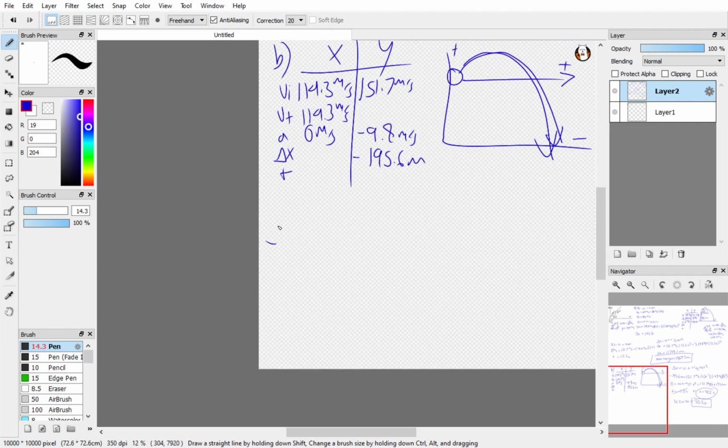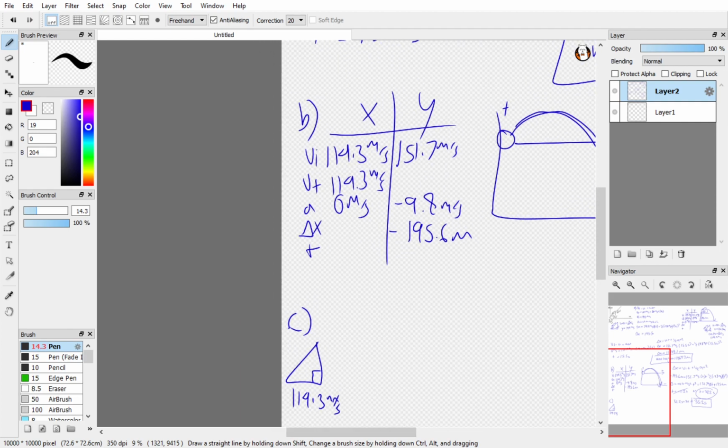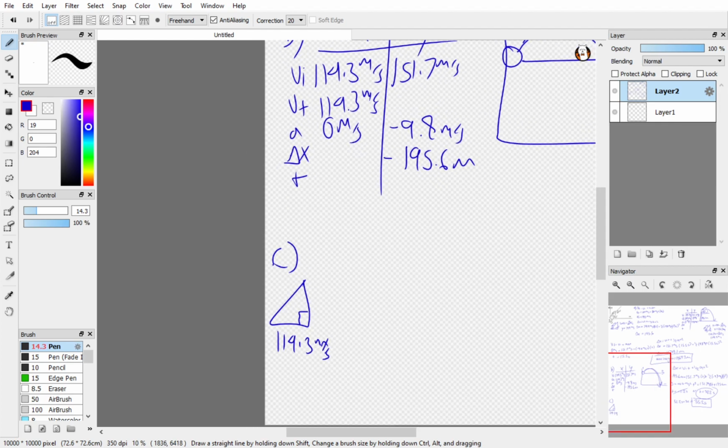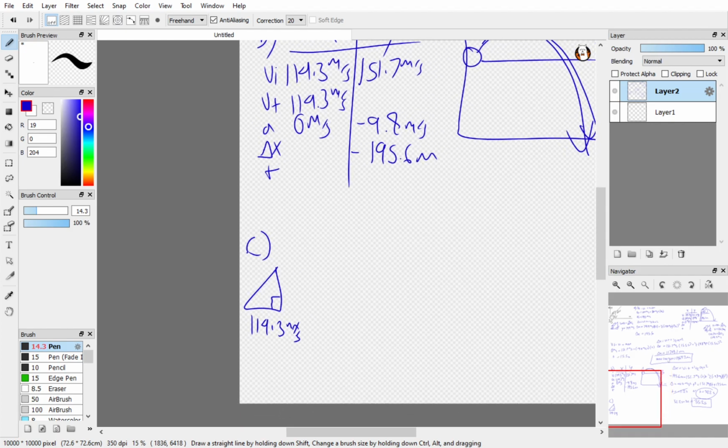And now for C, it's quite simple. All we have to do is go back to our initial triangle where we had the 114.3 meters per second. Right now we're solving for the entire horizontal range, so we have to consider the first and second part. However, because in the horizontal direction it stays consistent at 114.3 meters per second, we can solve for it quite easily.